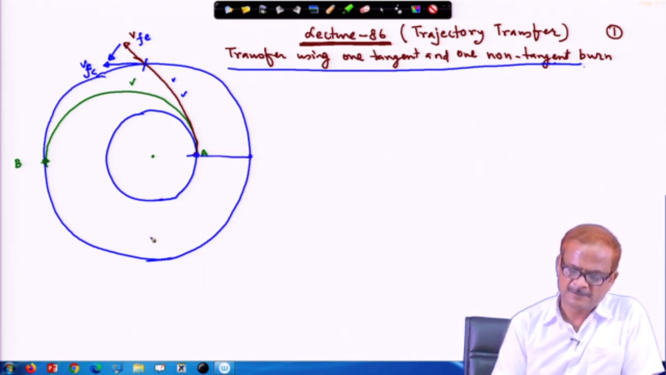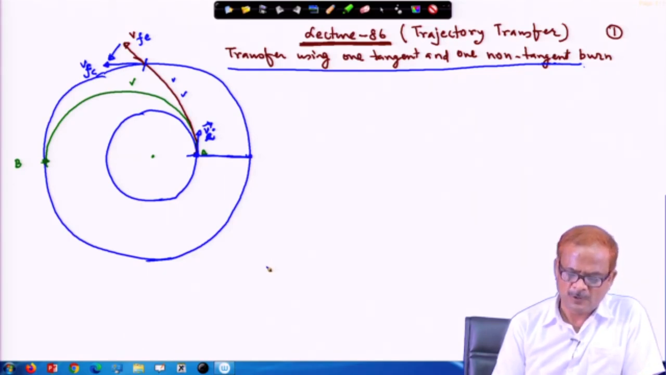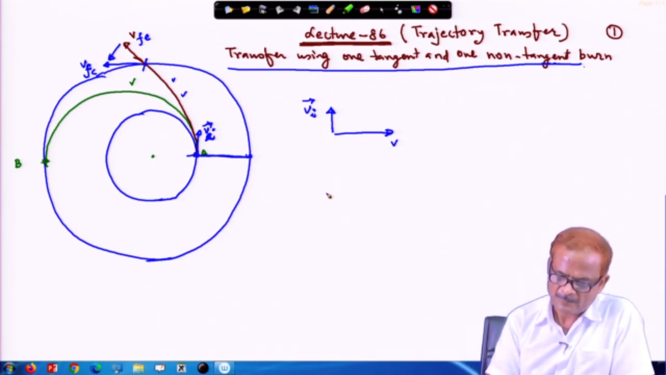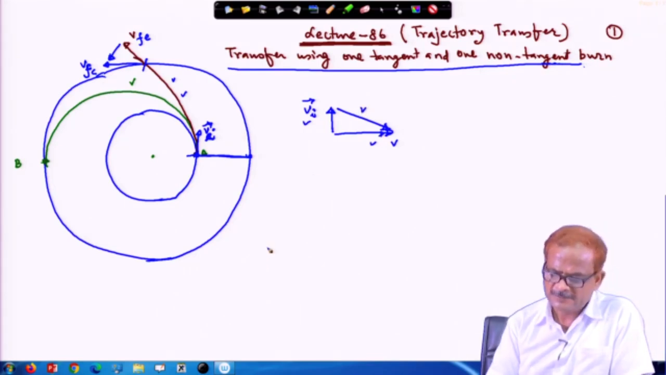Can we go from this point directly? You can see that the velocity here is in this direction at A, let us write this as VI, and we have to go here in this direction. So, how much impulse will be required? VI is here in this direction, and this is your V in this direction, the velocity you have to change to. To change the velocity from this direction to this direction, you require an impulse like this, but is it feasible?